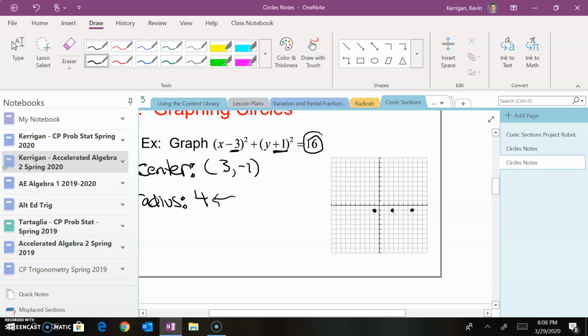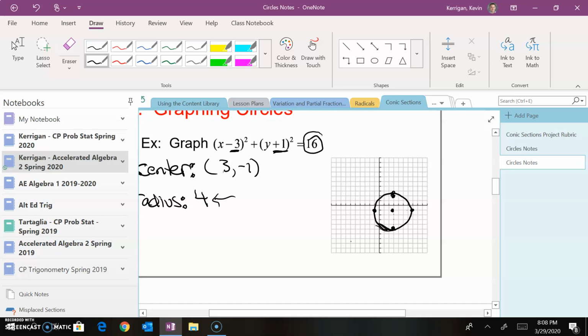From the center, I'm going to go 1, 2, 3, I'm sorry, 4 units up. And then I'm going to go 1, 2, 3, 4 units down. And then simply connect those dots. I'm awful at drawing. And that's what my circle looks like.